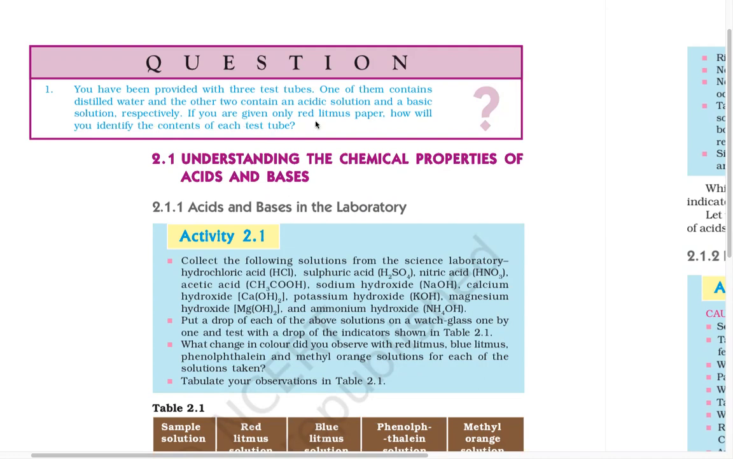Now, if you are given only red litmus paper, how will you identify the contents of each test tube? Here we can identify the content in each test tube by using red litmus paper. So how to do it? Let us see how to do it.